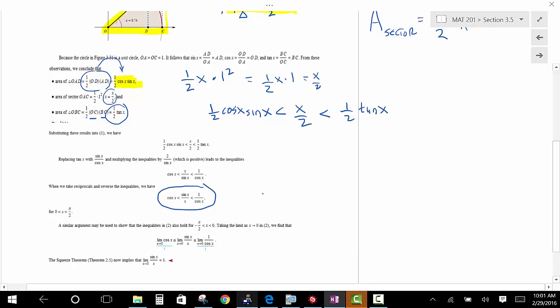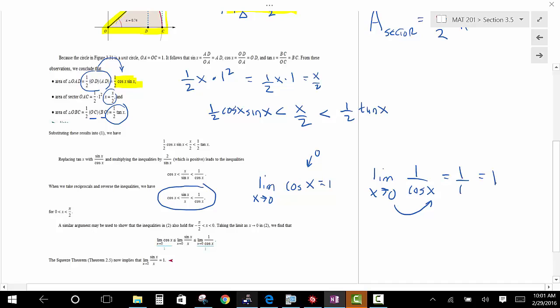So if you look at this inequality, if we did the limit as x goes to 0 of cosine of x, that would end up being 1. If you just plugged in 0, isn't the cosine of 0 just 1? Okay. Now if we look at the limit as x goes to 0 of 1 over cosine, if you plug that in, what's the cosine of 0 again? It's 1. So we get 1 over 1, so we get 1.